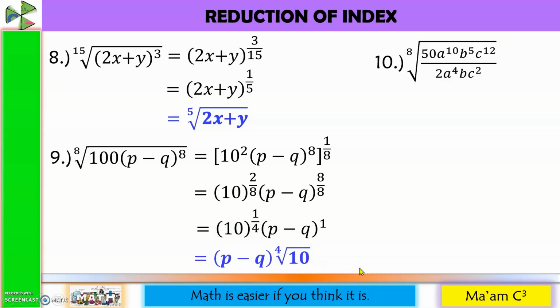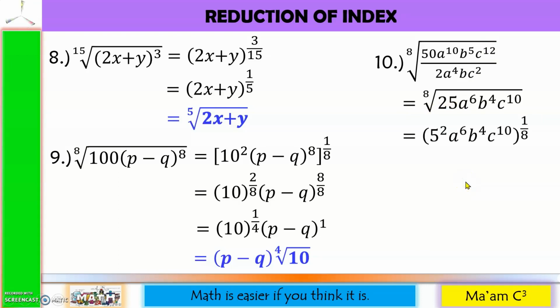Last one, the 8th root of 50, a to the 10, b to the 5th, c to the 12, divided by 2, a to the 4th, b, c squared. Let us simplify this first. 50 divided by 2 is 25. Since this is division, we will subtract the exponents. 10 minus 4 is 6, 5 minus 1 is 4, and 12 minus 2 is 10. Let us now convert this into exponential form. I'll express 25 as 5 squared. Let us now multiply the exponents.